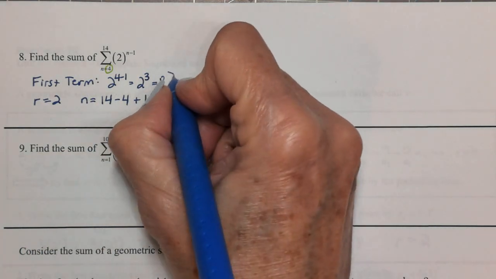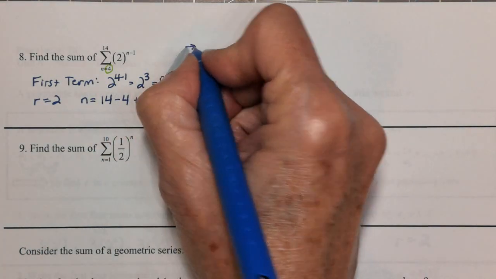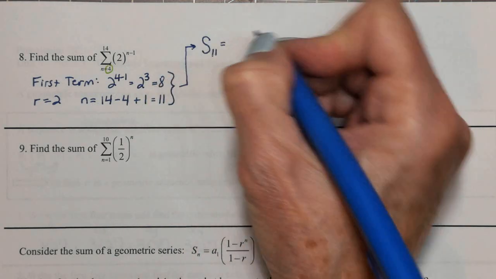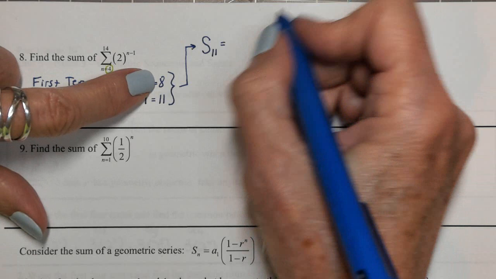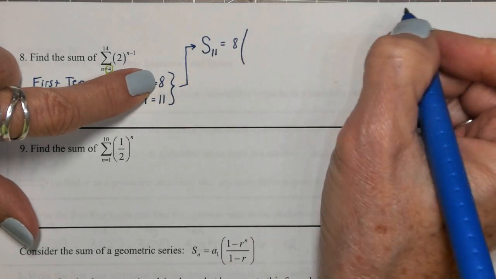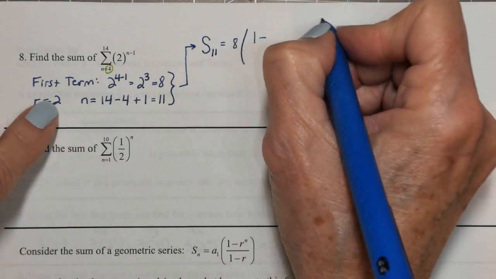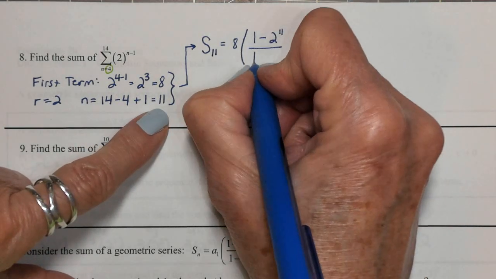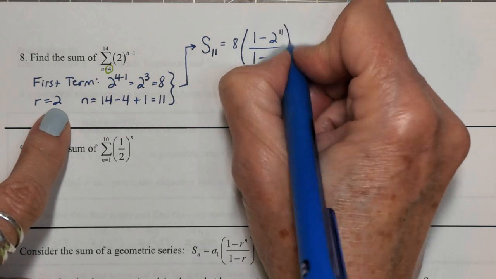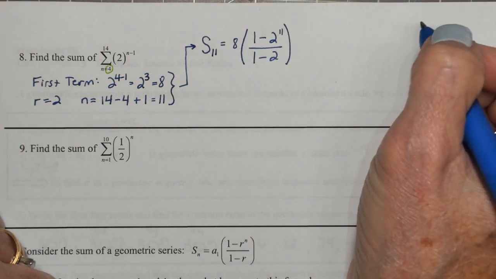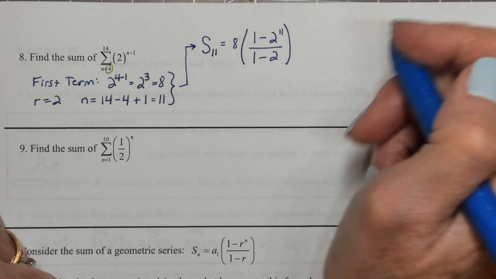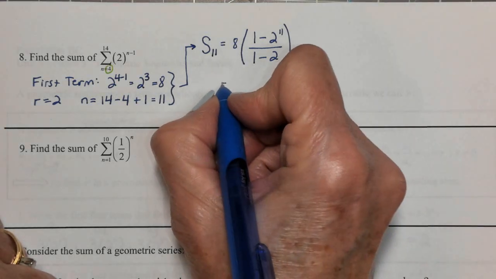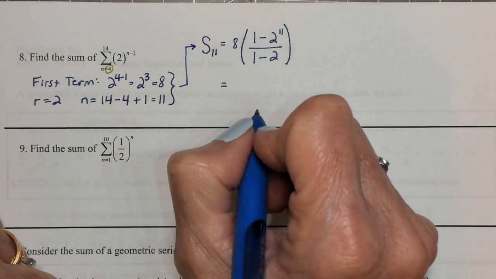Now we take these two and go to our formula. The sum of the first 11 terms is the first term times 1 minus r to the n divided by 1 minus r. If you do lots of examples, if you do lots of practice, you'll have that formula memorized without even trying. If you don't do your homework, you're going to have to work to memorize that for the test.